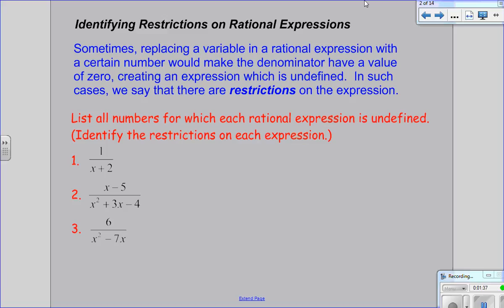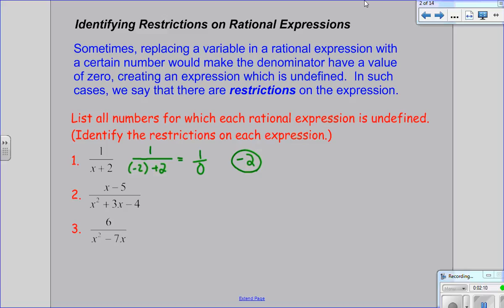So for number 1, we want to think what value of x would make that denominator undefined. We know that if we plug in a -2 for x, that would result in a denominator of 0. And that means that -2 is our restriction. X cannot equal -2, otherwise the denominator would be 0, which would make the term undefined. Let's look at the second example.